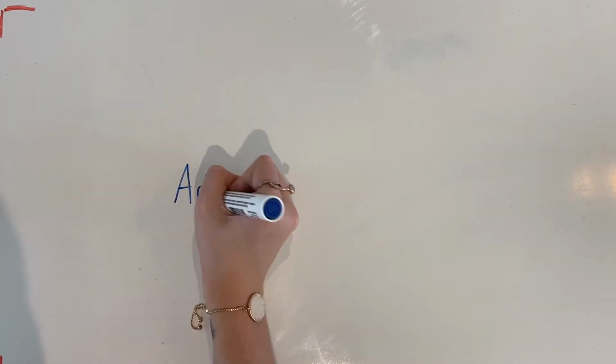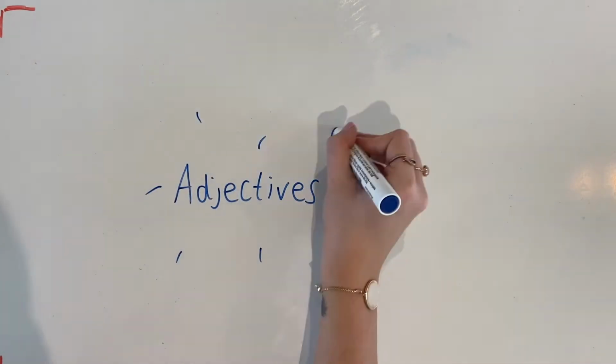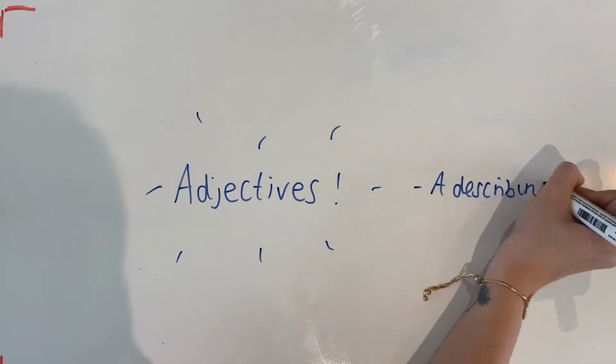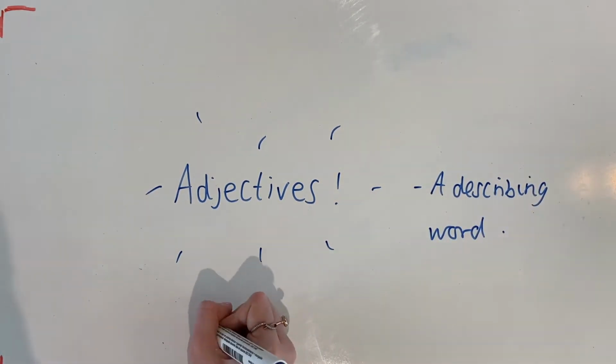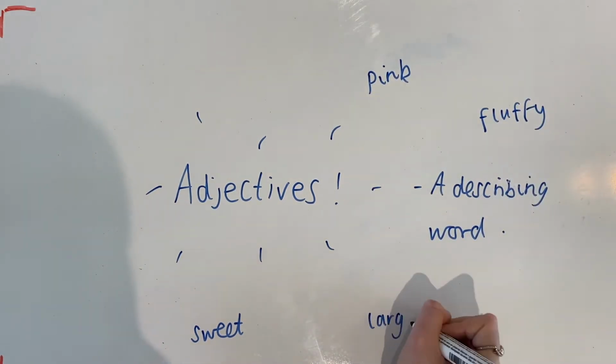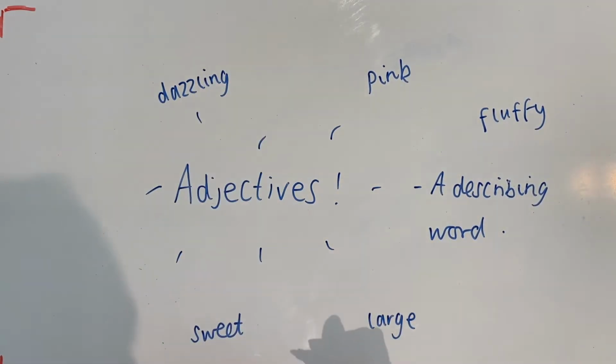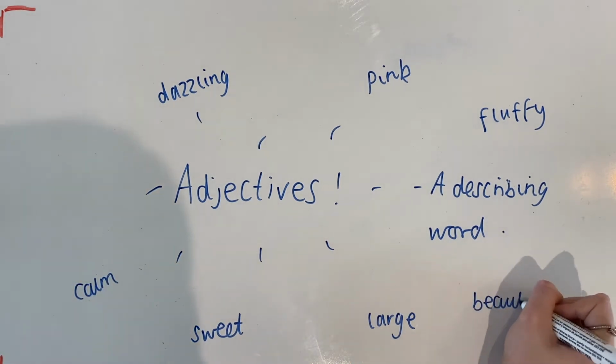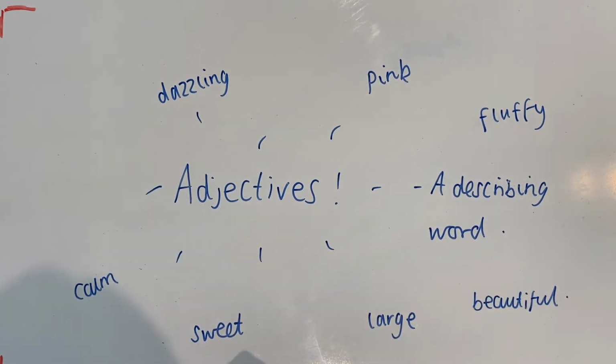Great. Now we're going to take a look at what an adjective is. So, an adjective is a describing word. Here are some examples. Sweet, pink, fluffy, large, dazzling, calm, or beautiful. Can you think of any more adjectives?